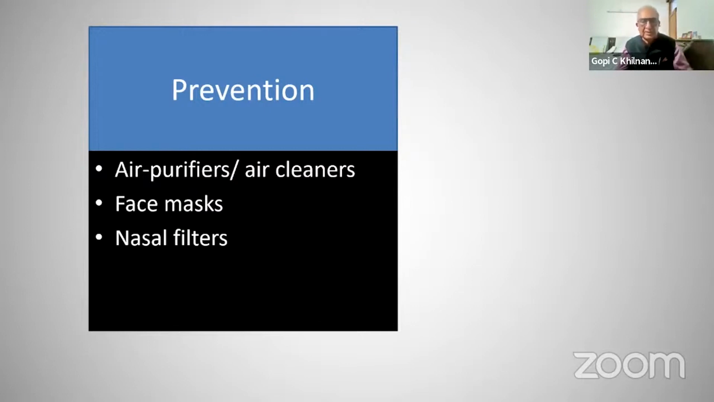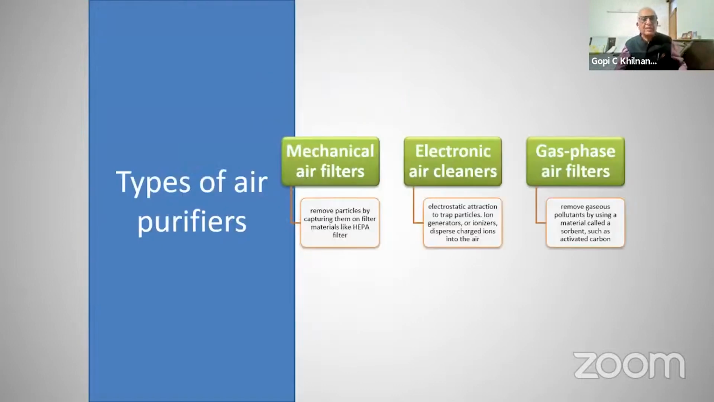I'll be finishing in another 3-4 minutes, Dr. Sandeep. So, there are two types of air purifiers. In one, only filters are there, and every air purifier has two parts. One is a filter, another is an adsorbent. Adsorbent is the one which absorbs the gases, soluble gases.